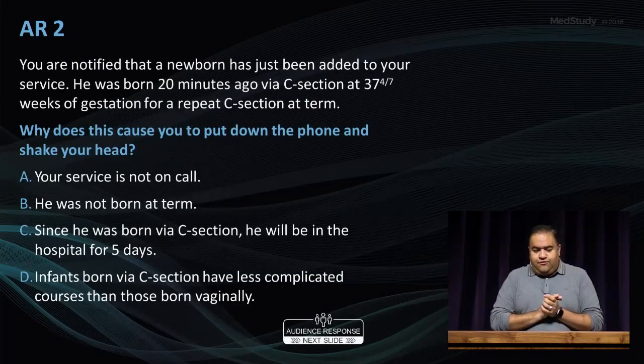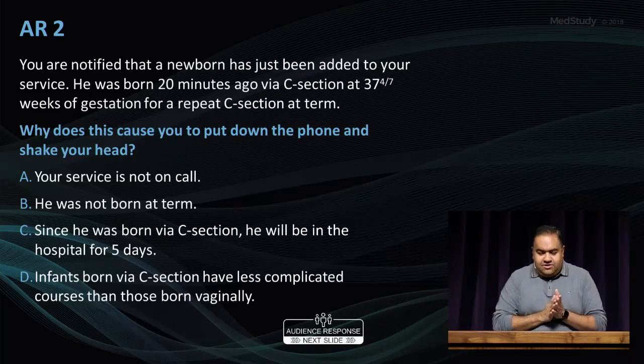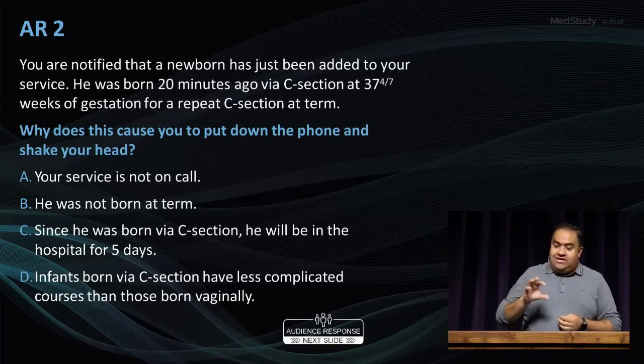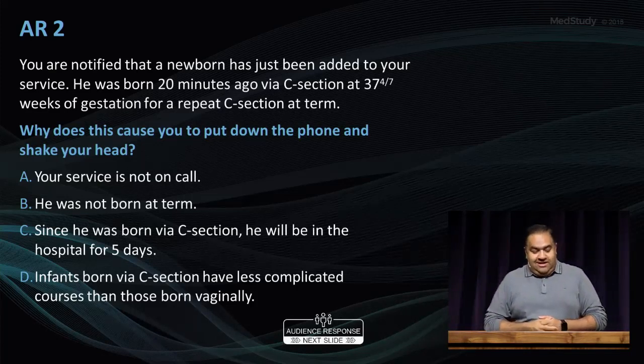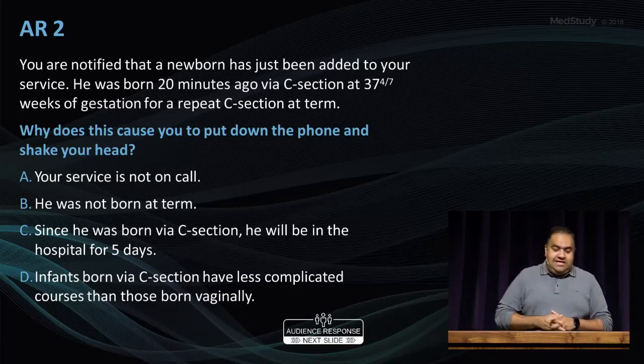You are notified that a newborn has just been added to your service. He was born 20 minutes ago via cesarean section at 37 and 4 weeks gestation for a repeat C-section at term. Why does this cause you to put the phone down and shake your head? A, your service is not on call. Screw that. B, he was not born at term. C, since he was born via C-section, he'll be in the hospital for 5 days. Or D, infants born via C-section have less complicated courses than those born vaginally.